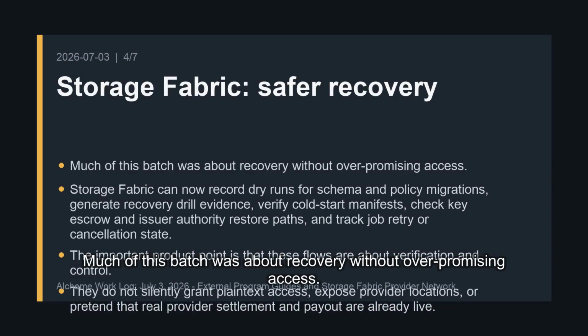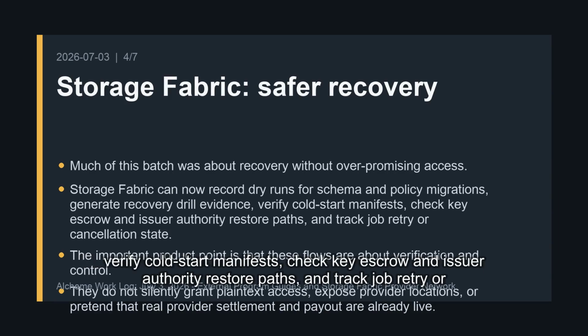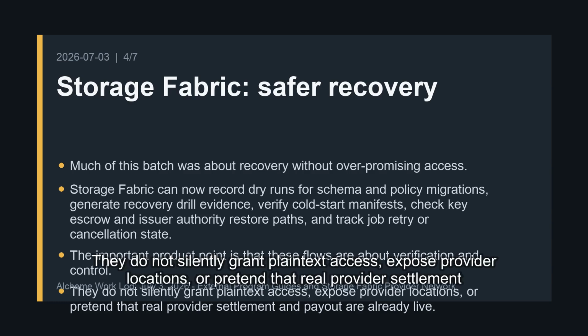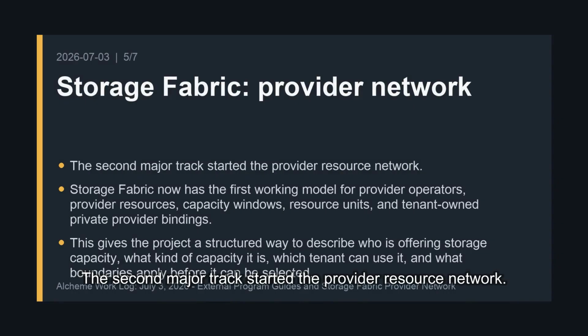Much of this batch was about recovery without overpromising access. Storage Fabric can now record dry runs for schema and policy migrations, generate recovery drill evidence, verify cold start manifests, check key escrow and issuer authority restore paths, and track job retry or cancellation state. The important product point is that these flows are about verification and control. They do not silently grant plaintext access, expose provider locations, or pretend that real provider settlement and payout are already live.